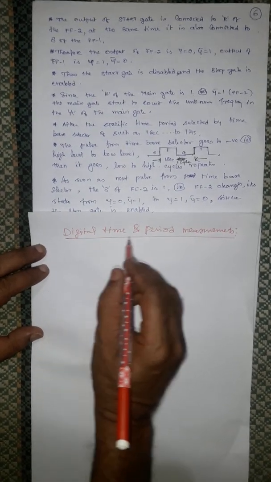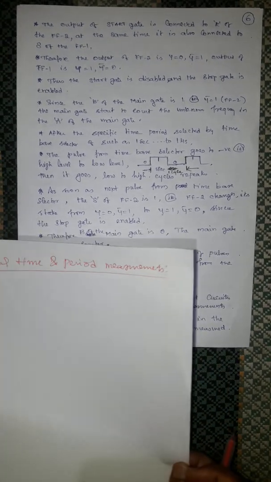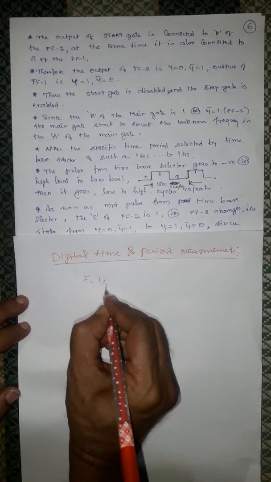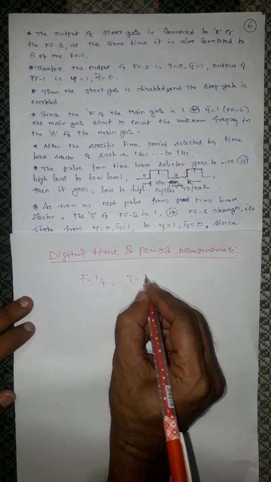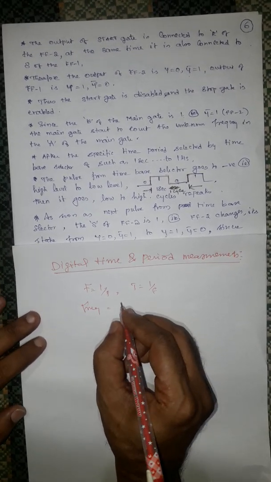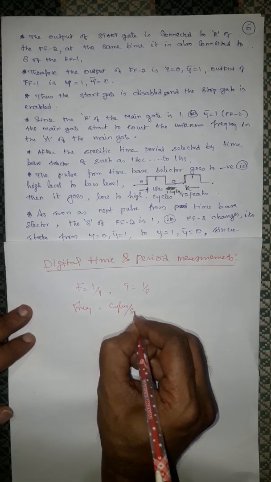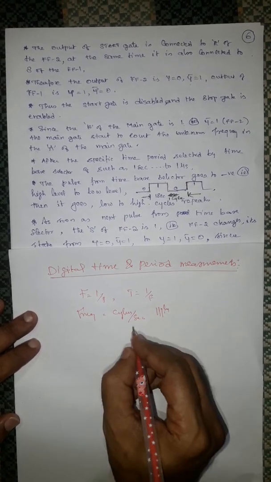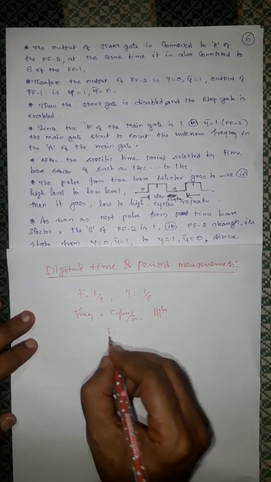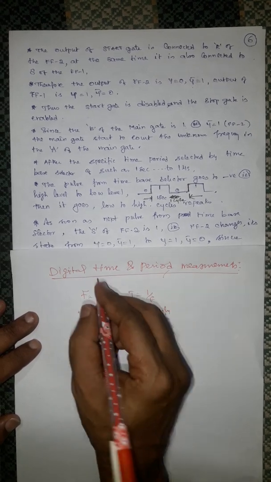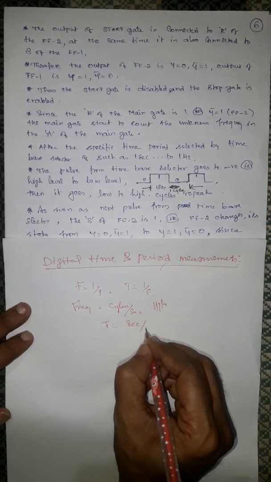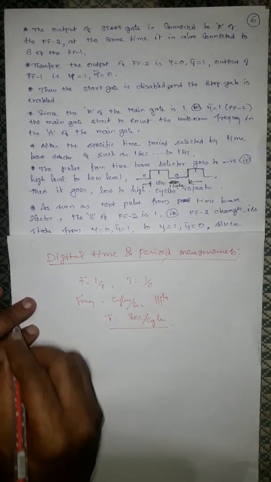Now the topic is digital time and period measurements. We know that F equal to 1 by T and then T equal to 1 by F. What is frequency? Frequency equal to cycles per second. Similarly, what is time period? That is the inverse of frequency. Therefore, a time period measurement is seconds per cycle. This is the basic concept.